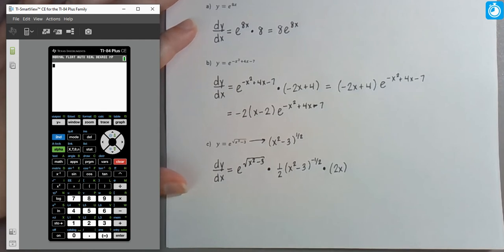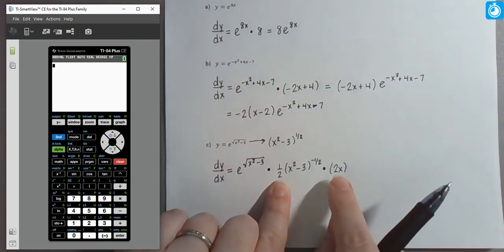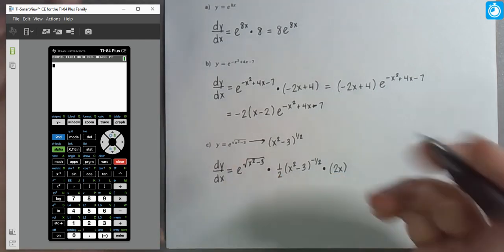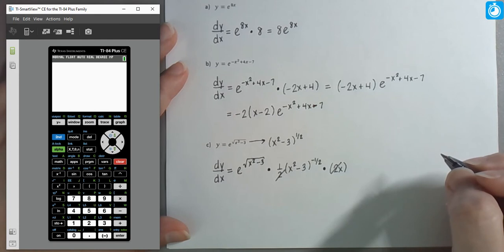Okay, so that is our derivative. Now we just need to clean this up. First off, let's look at the coefficients. Notice we have a 1/2 and a 2. Those are going to reduce to 1, so that goes away.